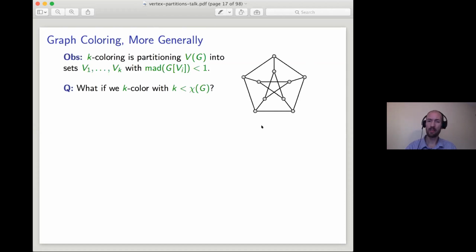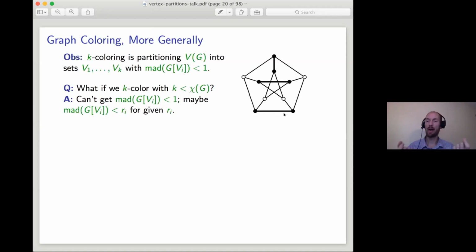Every talk on graph theory should have the Petersen graph somewhere. So here it is. The Petersen graph has chromatic number 3. So what if we're only allowed to use 2 colors? You can't require that each of these sets of vertices is independent, but maybe you can require something in that direction. What if you don't require that the max average degree is less than 1, but, for example, less than 4/3? 4/3 is the average degree of a path on 3 vertices. So if you're strictly less than 4/3, then you don't have any path on 3 vertices. It means that each component is either an isolated vertex or an edge.